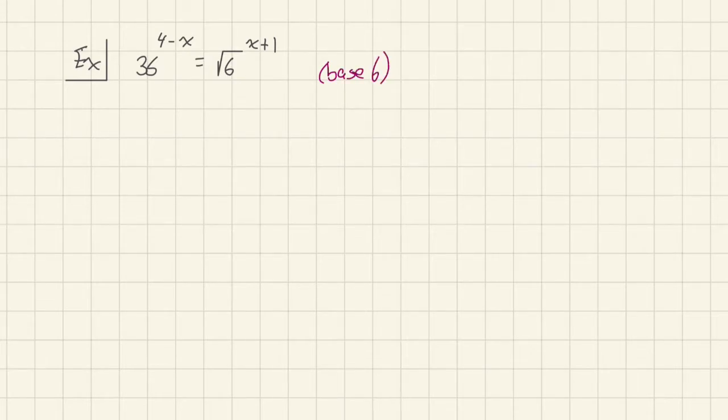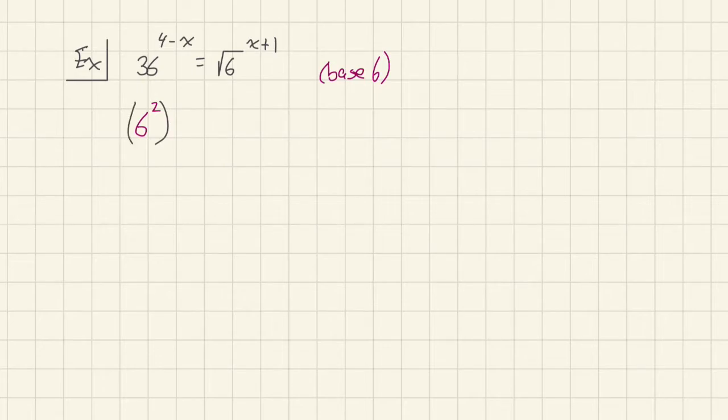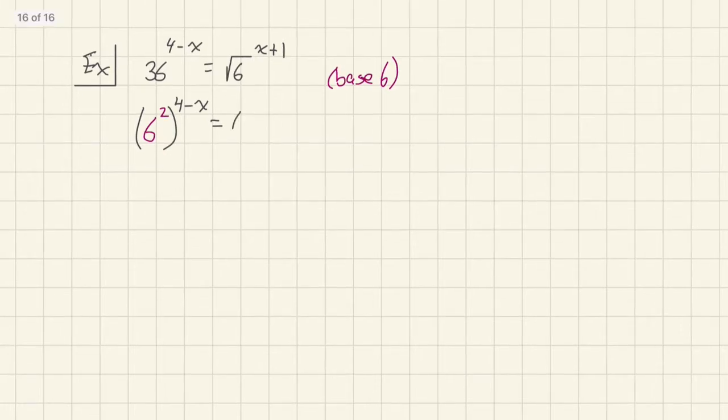So if I'm going to change 36 into a base 6 number, it's going to be 6 squared. So we're going to get 6 squared is the same as 36 raised to the 4 minus x is equal to, now the square root of 6 might be a little tricky, but you just have to remember that square roots have a power associated with it, in this case 1/2. So when I write this, it's going to be 6 raised to the 1/2 power, and then that's going to be raised to the x plus 1. So basically you're just technically rewriting the first line as the second line.